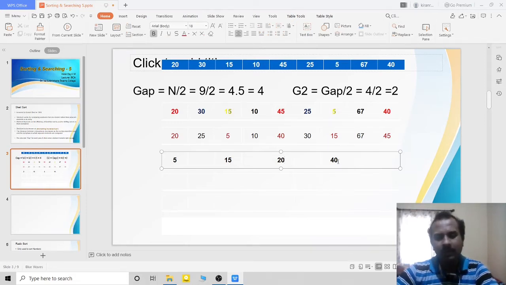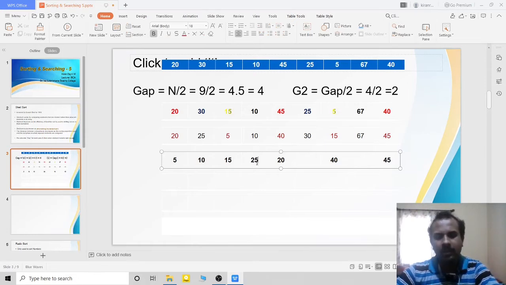Then come back, 40 with the 45. It will be 45 only because 45 is the greater element. Now let us go for the next one. 25 with the 10. 10 is smaller and 25 is greater one. So exchange them. 10 and 25.